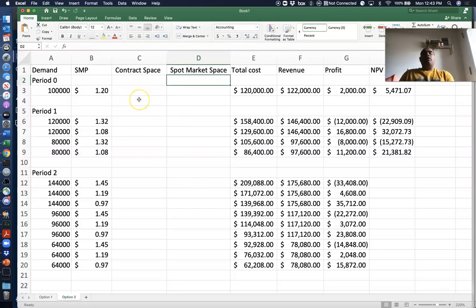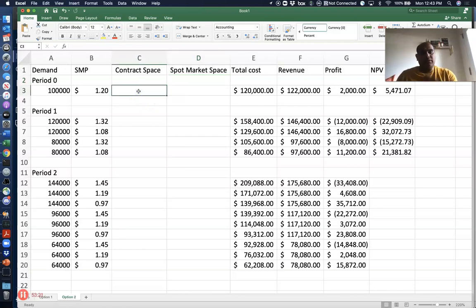So what does this mean? How much square footage am I renting via the contract, and how much square footage am I buying on the spot market? That is what I'm going to keep track of, because that is what is different. If I'm buying contract space, the cost is $1. Spot market is based upon the spot market price. So this way I don't have to change anything except for the cost. The revenues remain the same. You're still, based upon demand, selling at $1.22. The profit is calculated the same way. Net present values, everything is calculated the same way. The only thing that we need to do is keep track of the contract space.